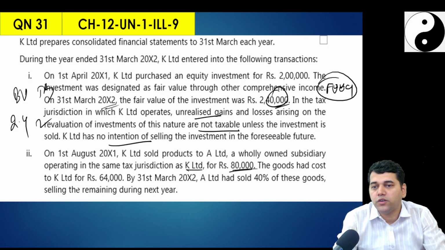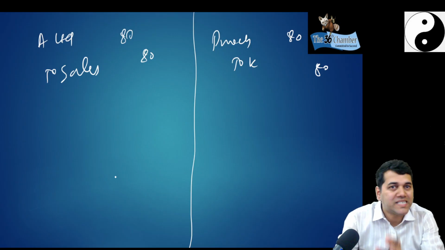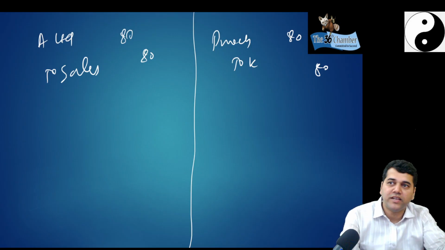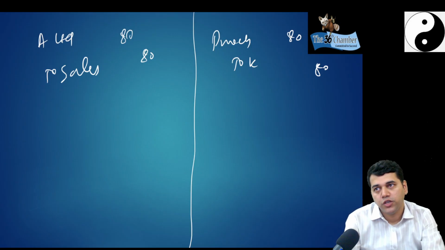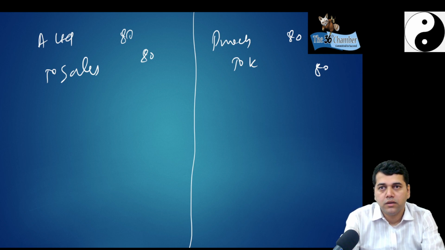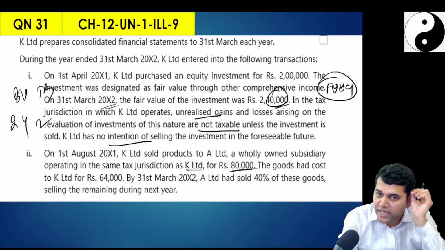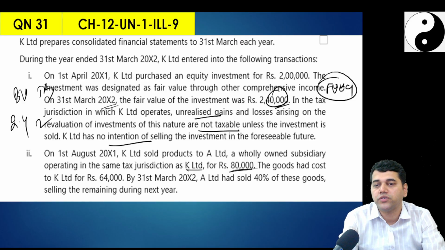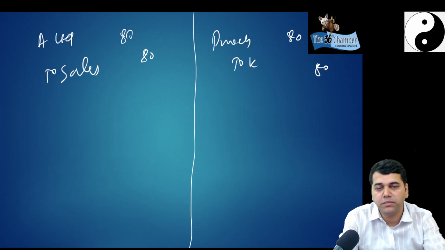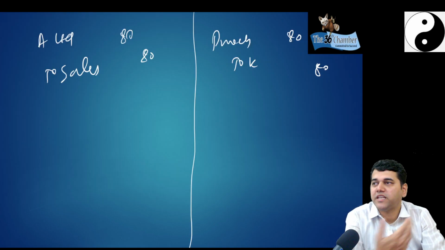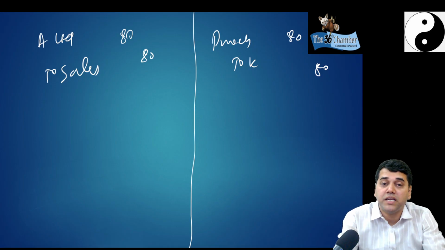Now the cost of the goods sold is 64,000. So if you prepare a standalone P&L account, sales is 80, cost is 64, so you would have recognized a profit. Followed? The difference would have been a profit. But by 31st March, A Limited sold 40% of the goods to a third party. That means that part becomes a realized profit.